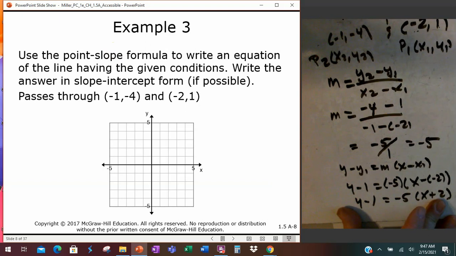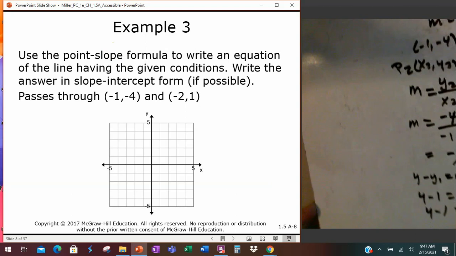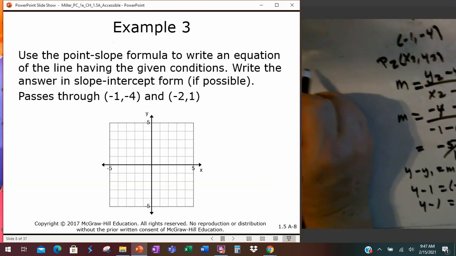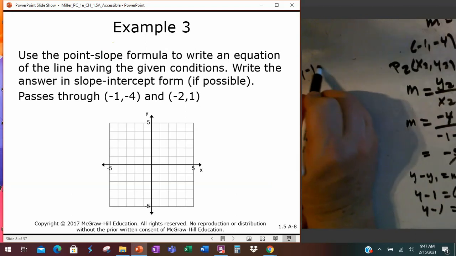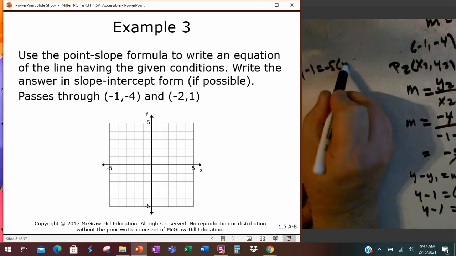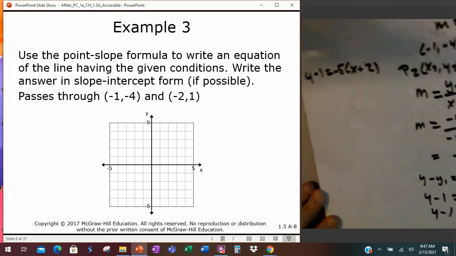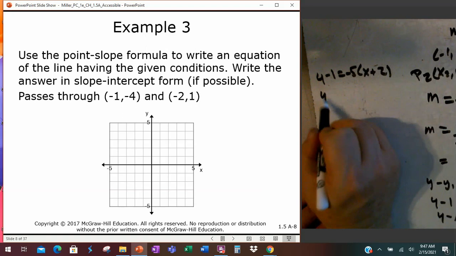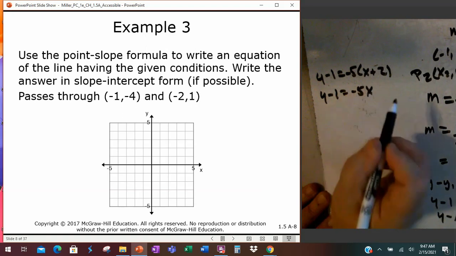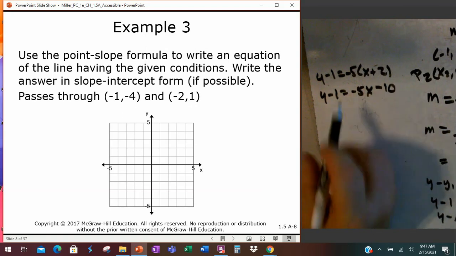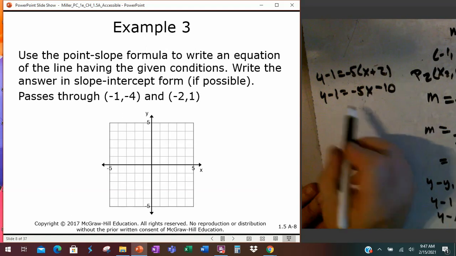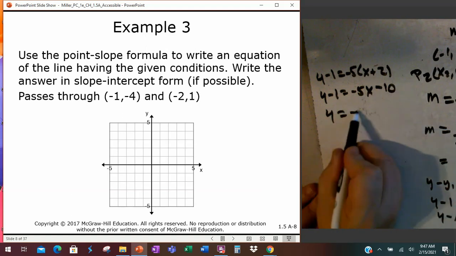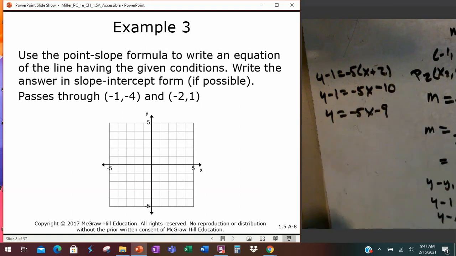Okay, but we want to go to the slope-intercept form. So I want to take this, let me write this over here: y minus 1 equals negative 5 times (x plus 2). And I'm going to distribute over here. And then plus 1 over there, plus 1, which gives me y is equal to minus 5x minus 9.